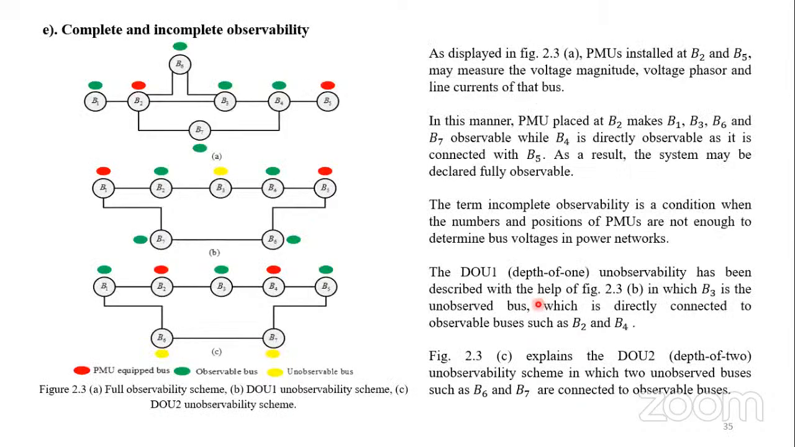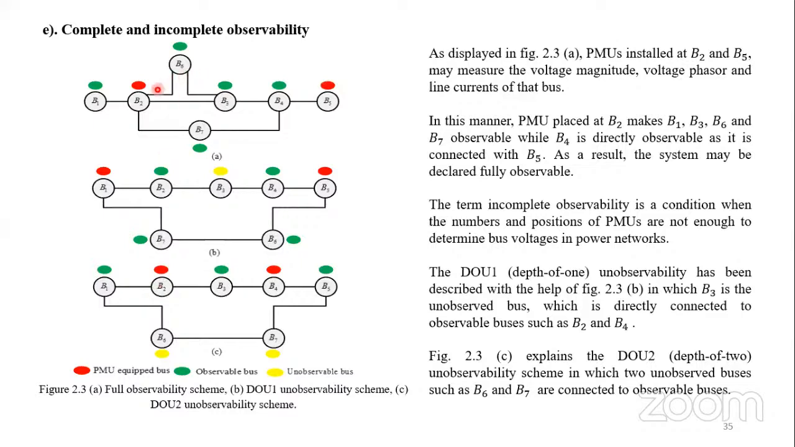Now, this is the next topic, that is complete and incomplete observability. As you are seeing here, these red dots show the PMU installed at bus number 2 and bus number 5. In figure B, the PMU is installed at bus number 1 and bus number 5, and in figure C the PMU is installed at bus number 2 and bus number 4. So the red dot shows that these are the PMU equipped buses.